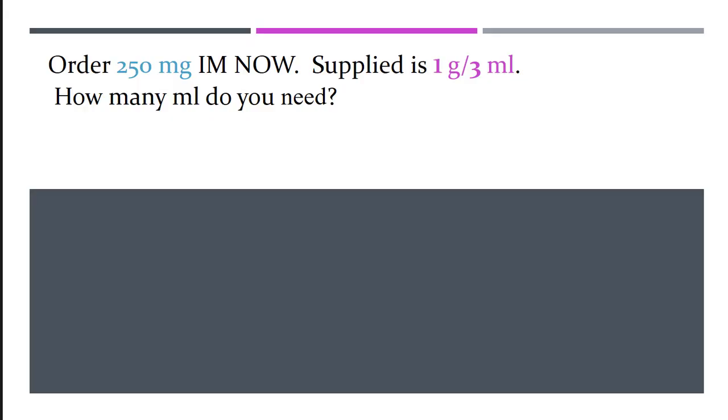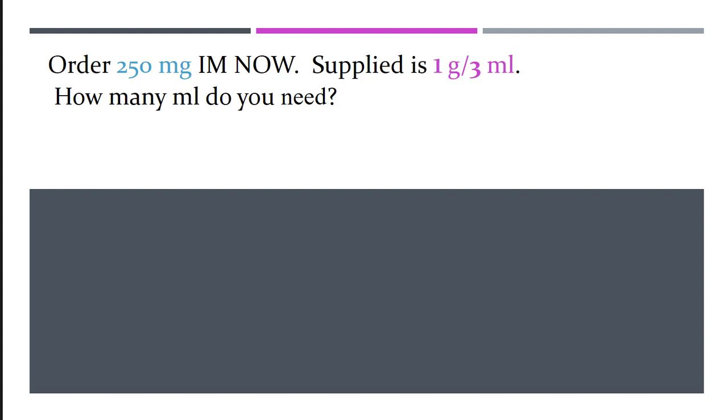We're just going to jump right into it because at this point you've been taught most everything, including how to convert. So we're just going to show you how we can ask you these questions at this point. So, ordering 250 milligrams IM now. You've been given 1 gram per 3 ml vial. How many milliliters do you need?